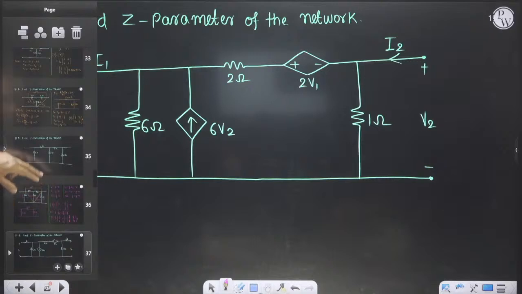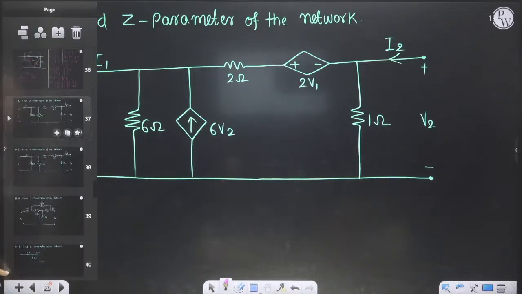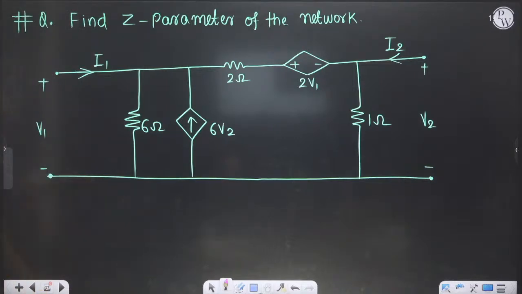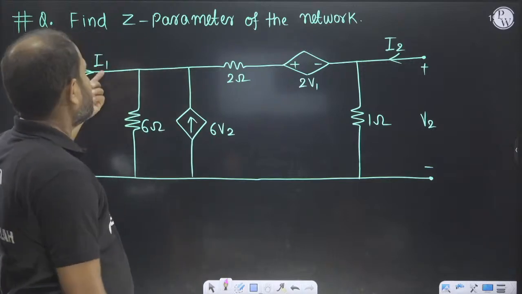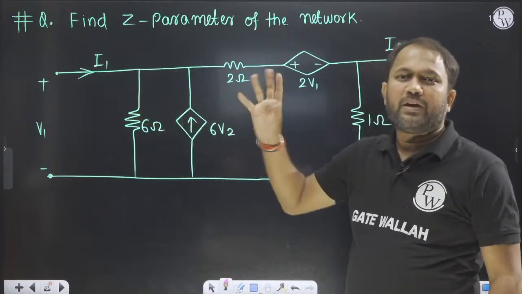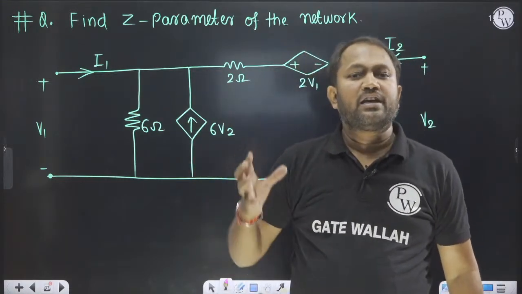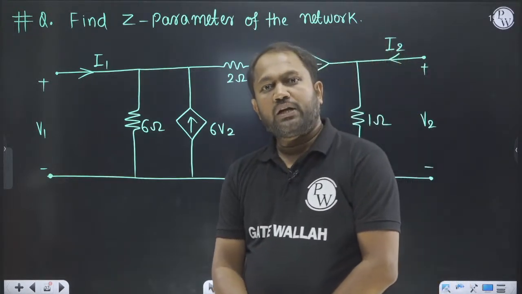Then we have one question, and thereafter again tomorrow we will discuss some more questions also. So this is one question. This is the Z parameter of the network. They are asking for the Z parameter. For the Z parameter you can make I2 equal to 0, that means open circuit, and I1 equal to 0. But I2 equal to 0 and I1 equal to 0 does not make any large difference.